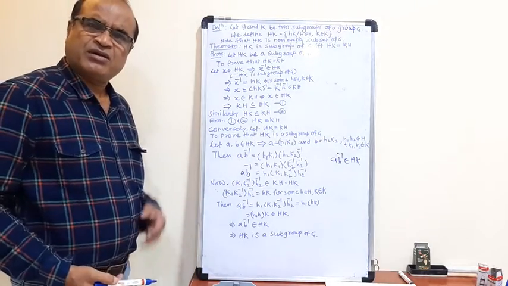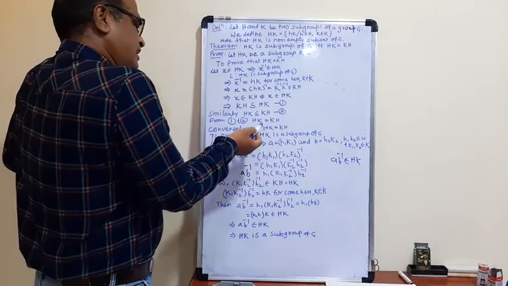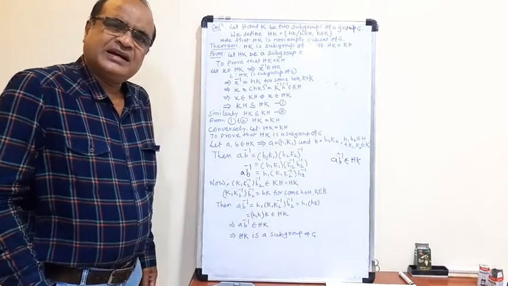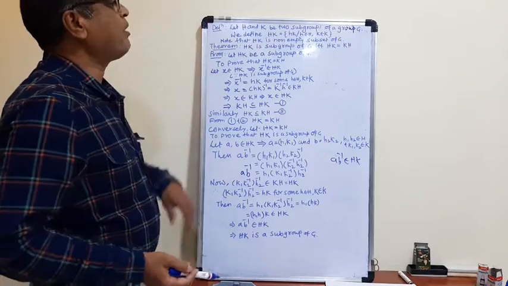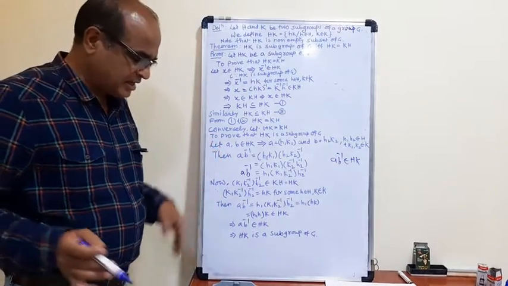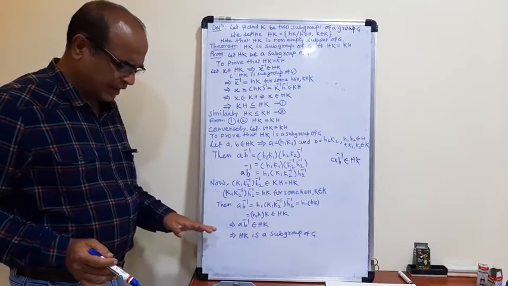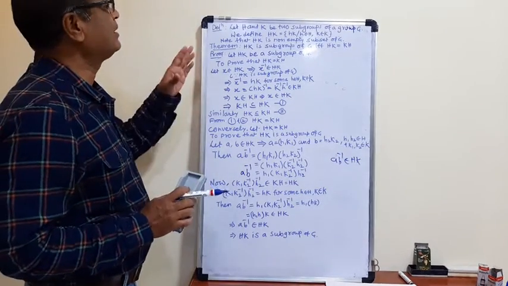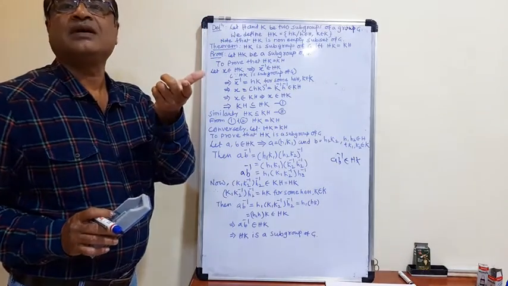So this is the converse part of the theorem. If we take HK equal to KH, then we prove that HK is a subgroup of G. Therefore, HK is a subgroup of G if and only if HK is equal to KH. So this is the theorem. There are so many theorems regarding the multiplication of two subgroups.